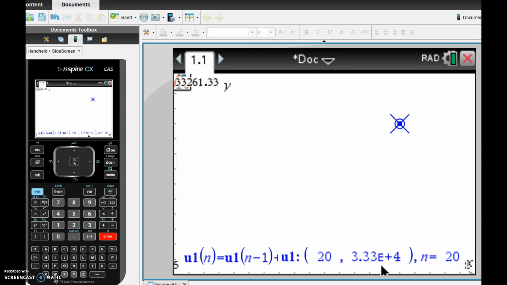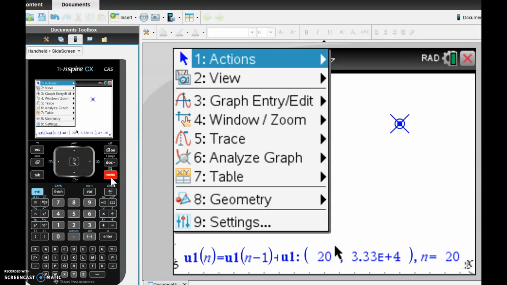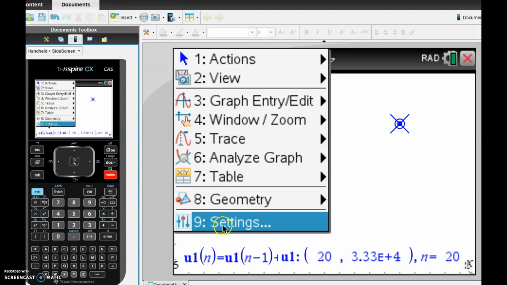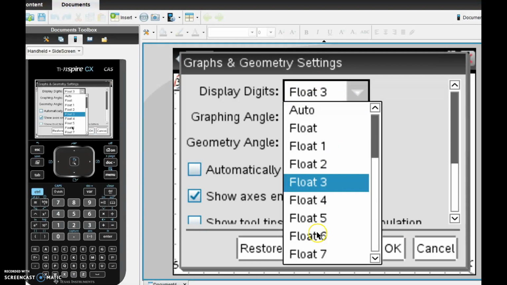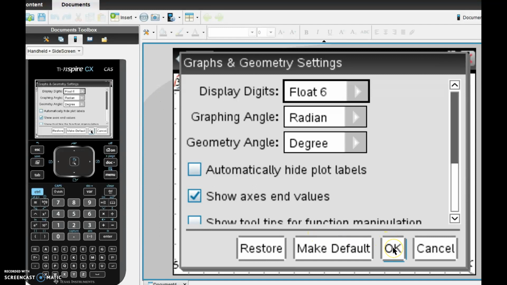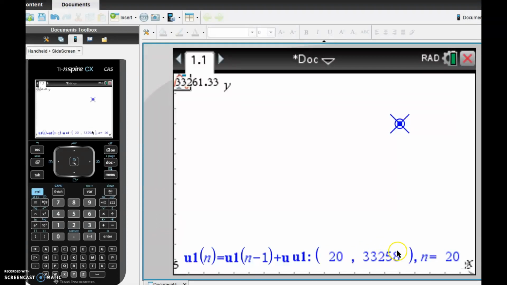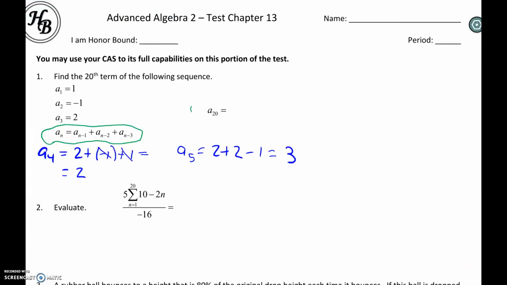So I'm going to change my float. I'm going to come over here to the menu and go to settings. And you can see that I'm only displaying 3 digits. I'm floating 3. I'm going to change that to like 6. Hit OK. You can make it default if you want. And now I see 33258. So 1, 2, 3, 4, 5. That's 5 digits. I told it to show 6, so that's probably the answer. So my answer here would be 33258. All right, that's one way to do it.